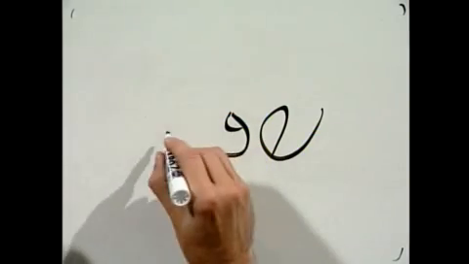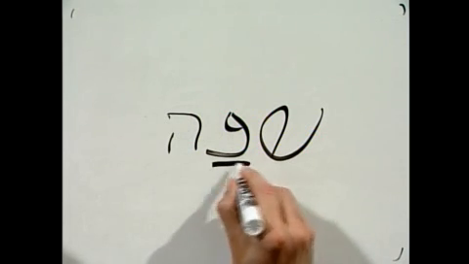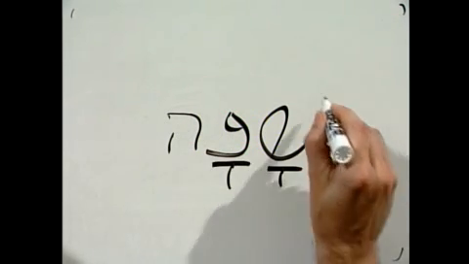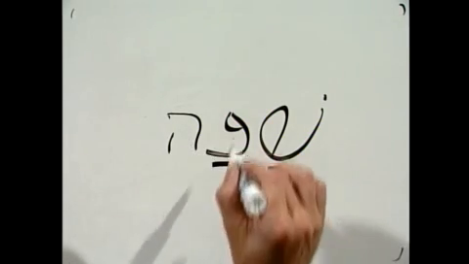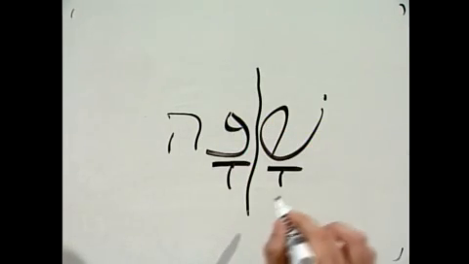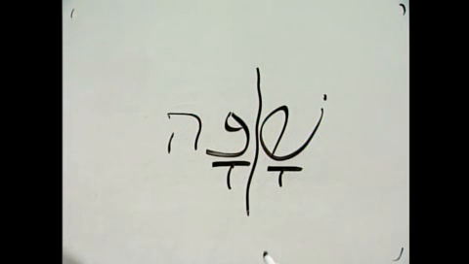One more example, and that is this word here, shafa, excuse me. Here's the word, and so we have a consonant vowel. There's its consonant. We've got to divide here. Now we have another vowel, and we have a consonant.